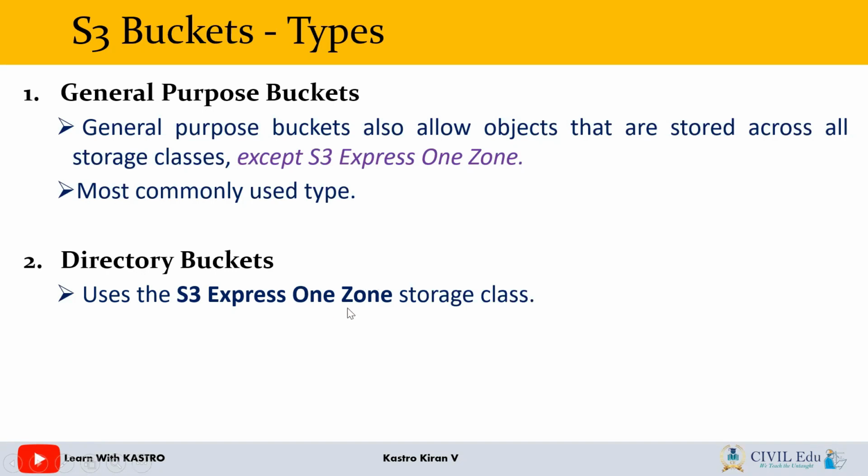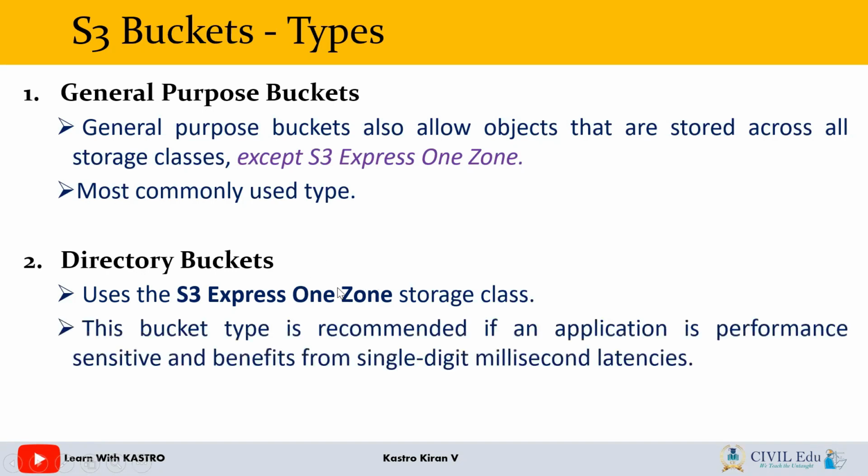Now, what is the advantage of this one? The advantage is we can use this type of bucket, especially if our application performance is sensitive and we need single-digit millisecond latencies. So whenever we need top-level application performance, in that case, we are going to use S3 Express One Zone, which is a directory bucket.